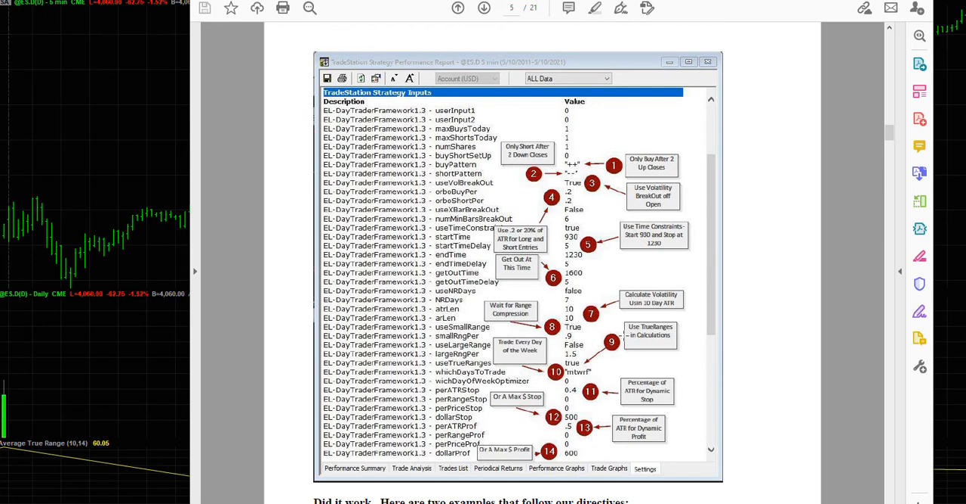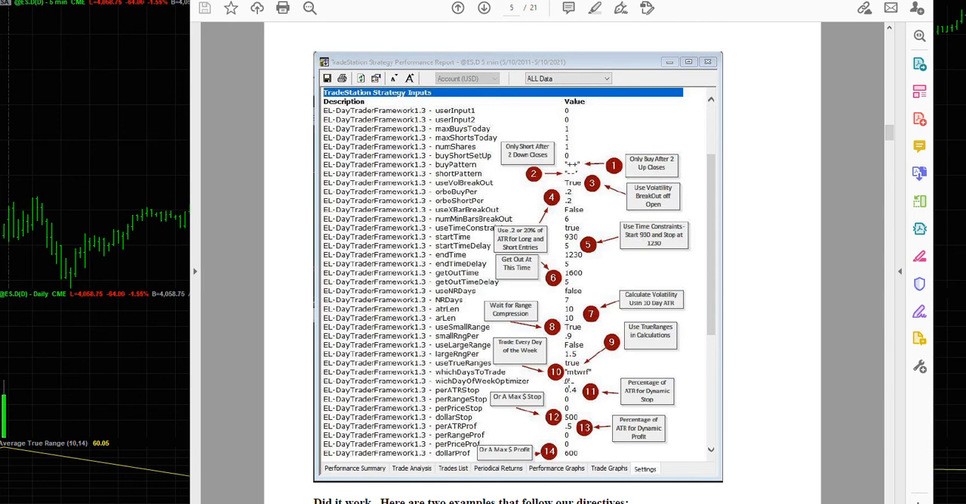Number 9, use true range calculations. Yes, I want to use true range instead of just regular ranges. Which days to trade? I want to trade Monday, Tuesday, Wednesday, Thursday, Friday. You'll notice that the R represents Thursday. If we had put 2 T's in there, it would confuse the computer. It wouldn't know if it was a Tuesday or Thursday, so we're using R for Thursday. We have the which day of the week optimizer. I misspelled it there, but in your framework, I've corrected that.